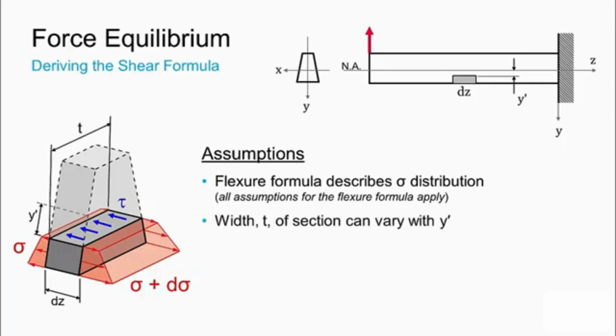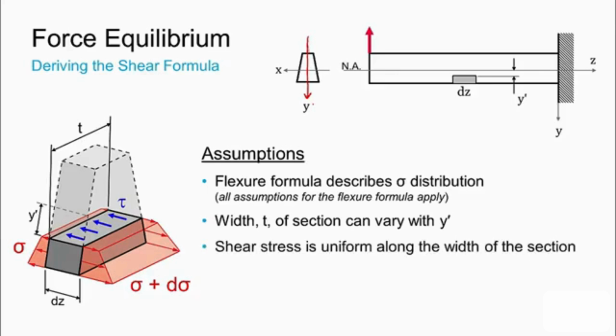We're also going to allow in this analysis the width, or as it's labeled here, t, of the section to vary with our vertical position in the beam. Now you have to remember that the flexure formula applied only to symmetric beam sections. There has to be symmetry across the y plane. But we will allow the width to vary with vertical distance.